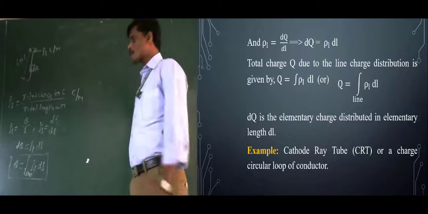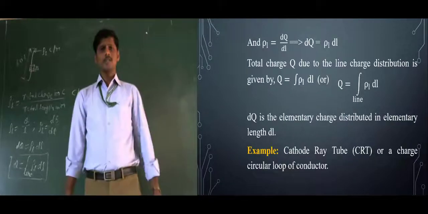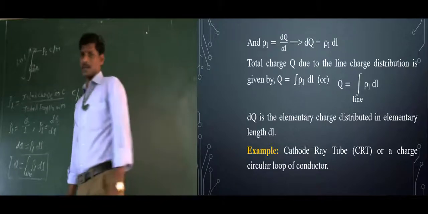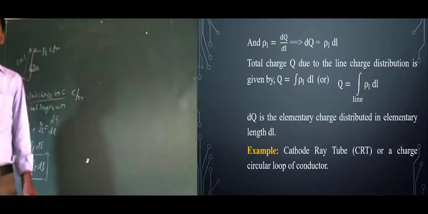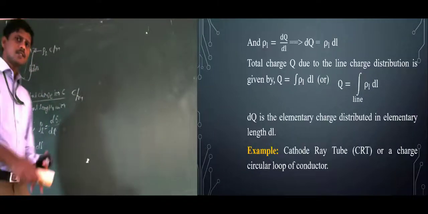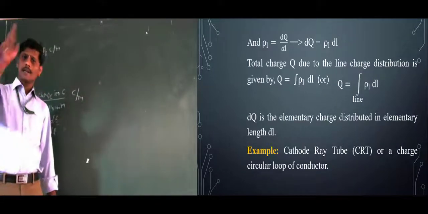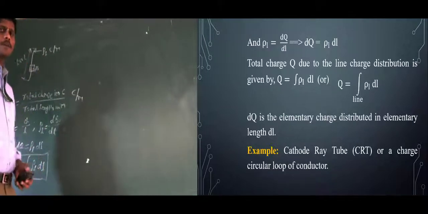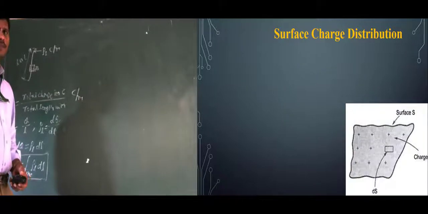Examples of line charge distribution are a cathode ray tube, which is a good example, and a charged circular loop conductor. Those are examples of line charge distribution.